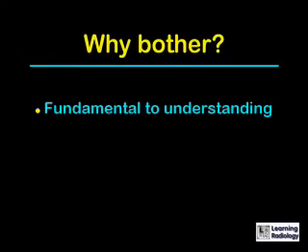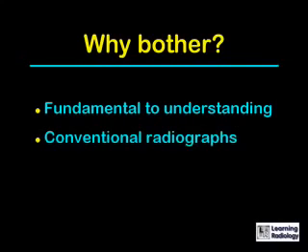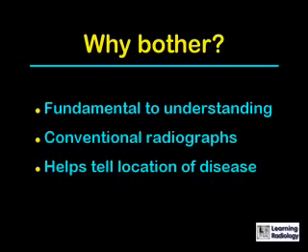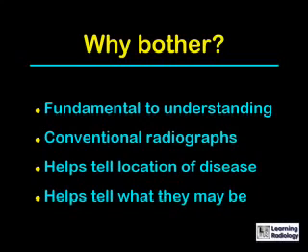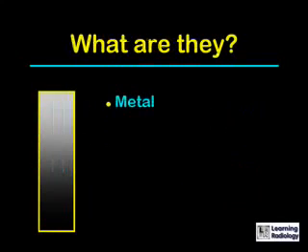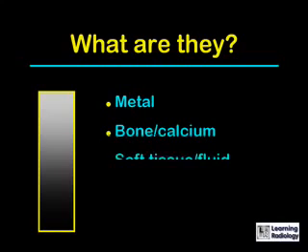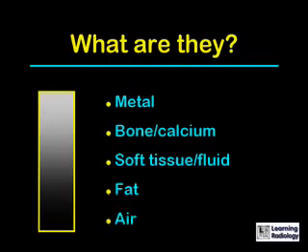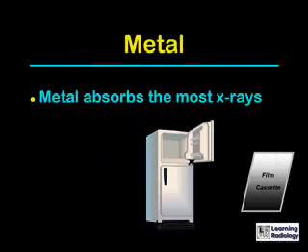So the 5 basic densities are important for our fundamental understanding of conventional radiographs. They help us to tell the location of disease, and they also will help us tell what those diseases may be. The 5 densities are metal density, bone or calcium density, soft tissue or fluid density, fat, and air. And the graphic on the left indicates approximately how they'll appear on an image.